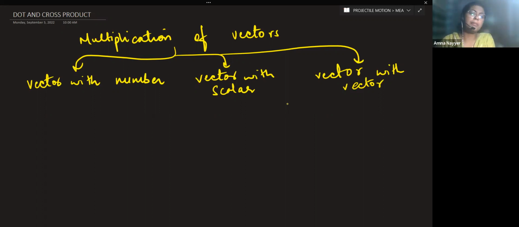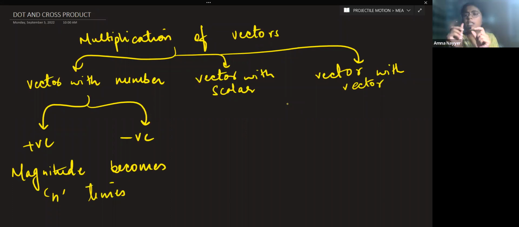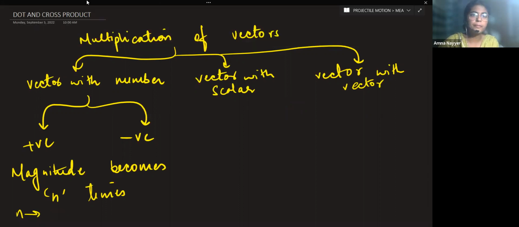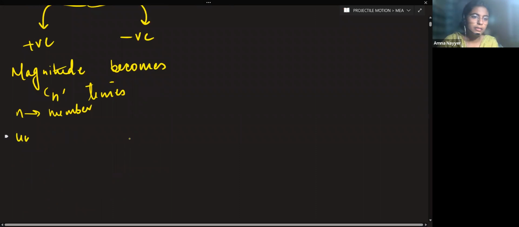Vector with a number, this can be positive, this can be negative as well. And what happens is that the magnitude becomes n times, where n is any number. Regarding the units, here the units remain the same. Now these are certain introductory points.